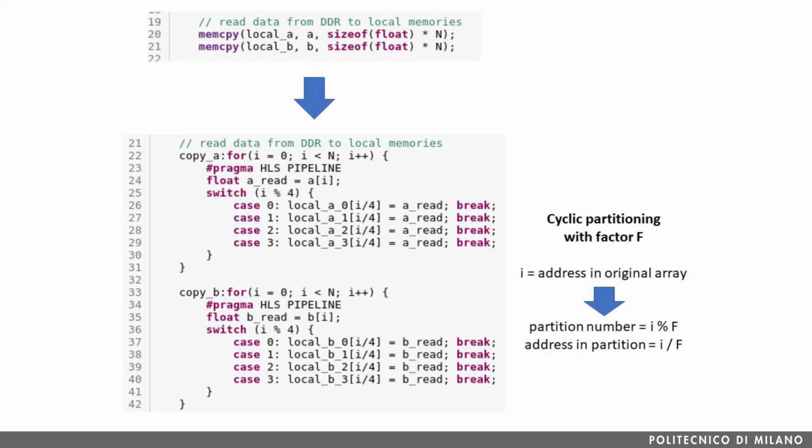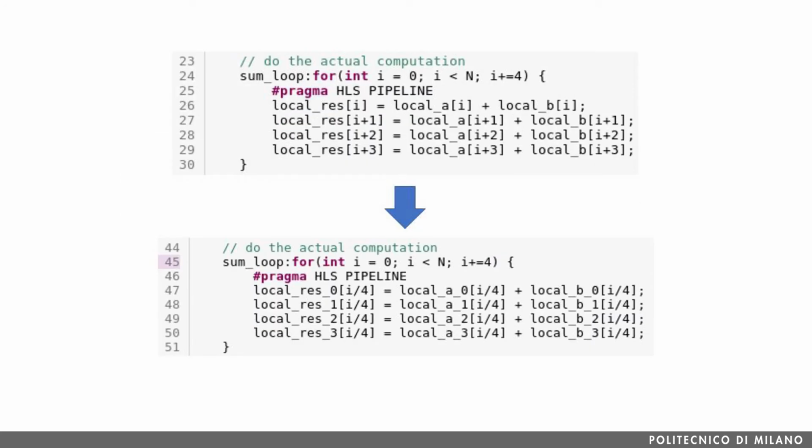In this code, we use the modulo operator, the percentage symbol, in order to understand the correct partition to use for the element at address I of the original array. In practice, when using cyclic partitioning with the factor f, the element at address I from the original array is stored in partition number I modulo f at address I divided by 4. Notice that here we mean integer division. The result of an integer division is simply the result of division without the fractional part. Once we have read the data, we can now perform the computation using our vector sum loop as shown before.